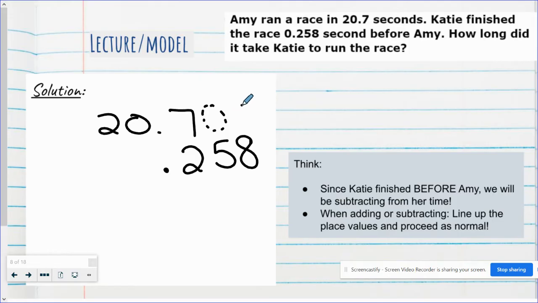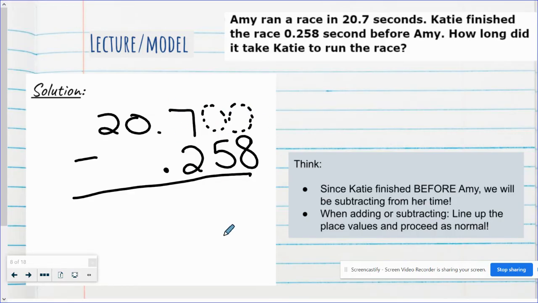So here I'm actually going to need to make 2 invisible zeros. And I want you guys to think about this. If Katie finished before Amy, that means her time was less. Her time was less if she finished before. So we're going to be subtracting.